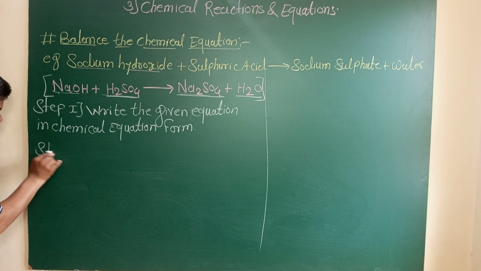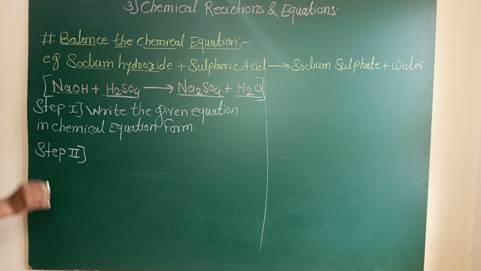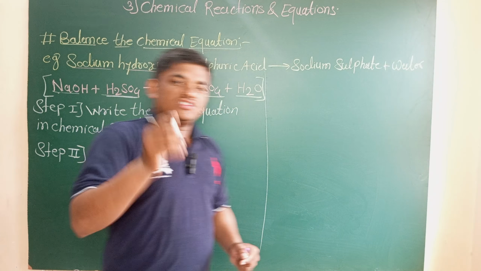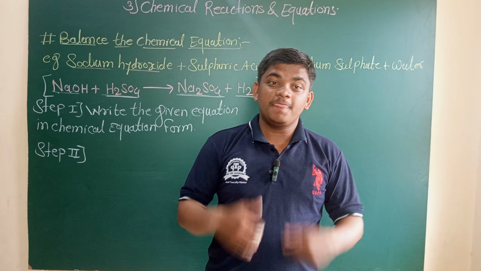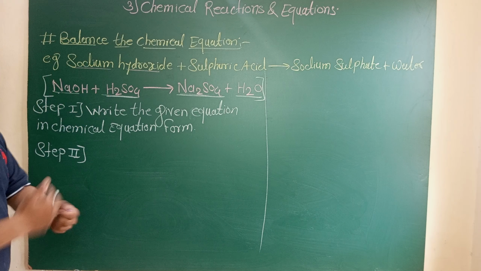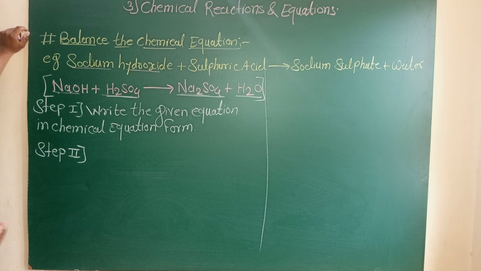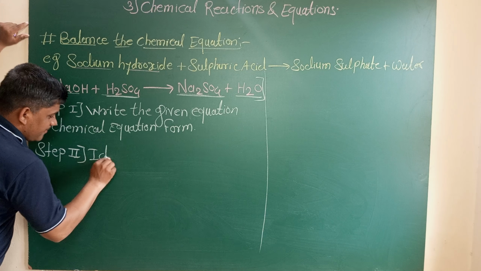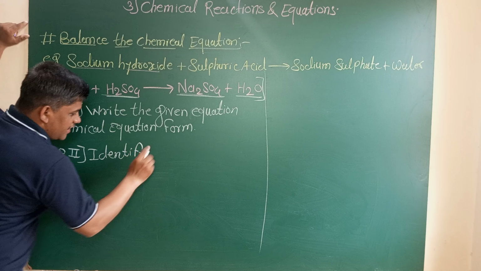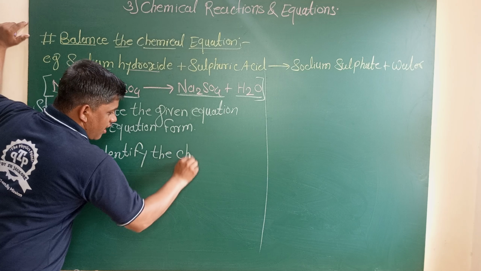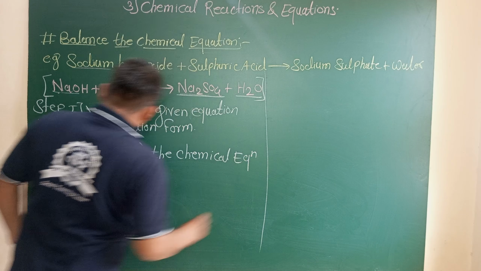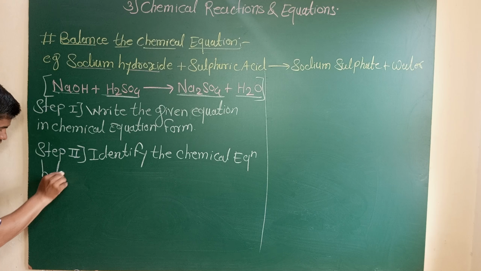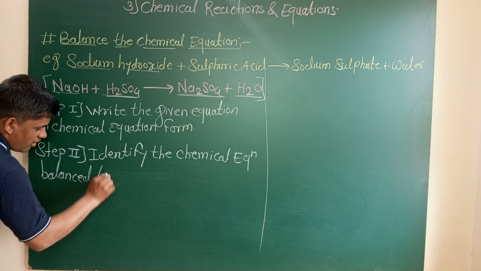That is step 2. What is step 2? First of all, identify whether the given chemical equation is balanced or not. If the given chemical equation is balanced, our problem is already solved. If the given equation is unbalanced, then we follow the steps one by one. Second step: identify whether the given chemical equation is balanced or not.